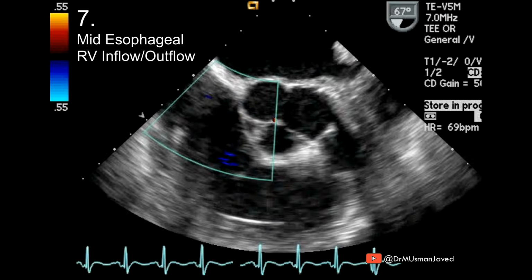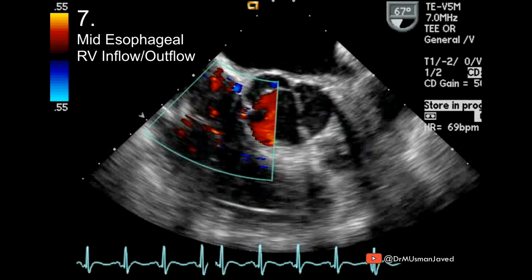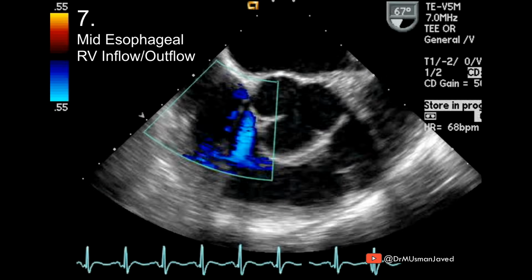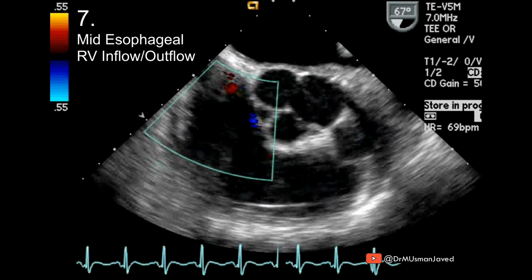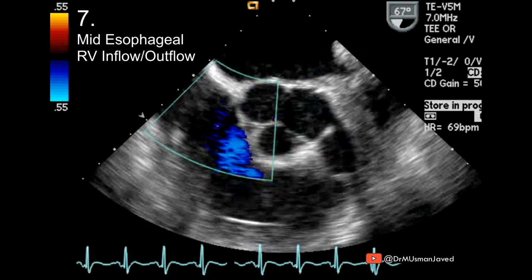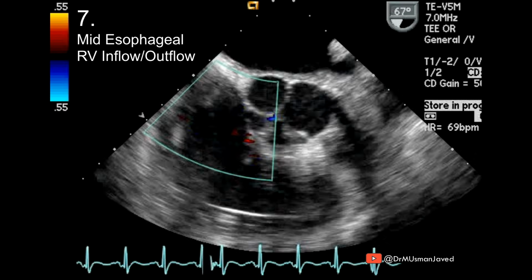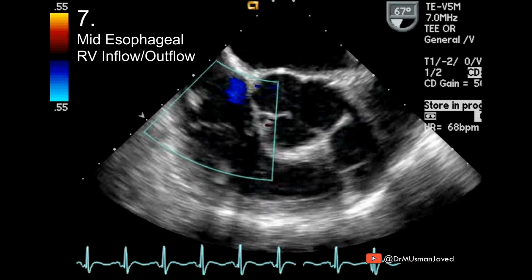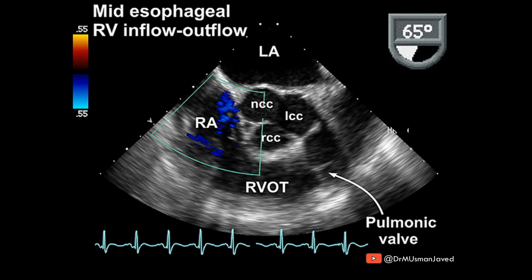Without moving the probe, the omniplane angle should be decreased even farther to approximately 50 to 90 degrees. The valve on the left is the tricuspid valve as blood inflows into the right ventricle. Toward the right of the screen, the long axis of the pulmonic valve appears and serves as the outflow of blood from the right ventricle, hence the name of this view.